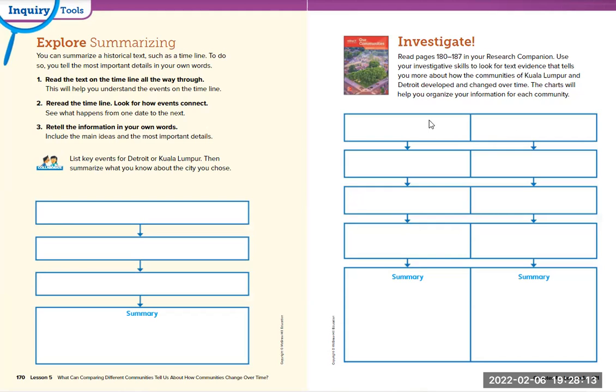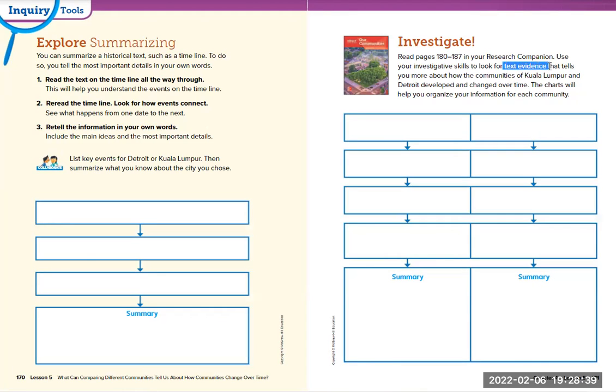So you can already see there are two separate charts here. Yes, there's a line connecting them, but there's also a line separating them. And so you can choose if you want to write about Kuala Lumpur on this side, or if you want to write it on this side and have Detroit on the other side, or if you want to have Detroit on this side. But one side is going to be about Kuala Lumpur, and the other side will be about Detroit, Michigan. And then we're going to be looking for text evidence.